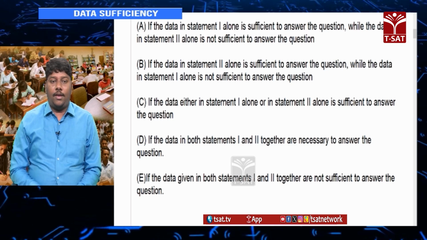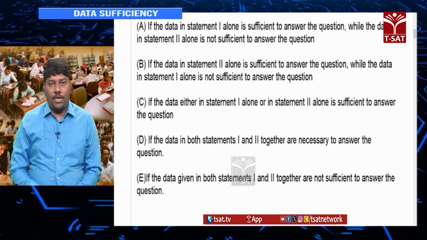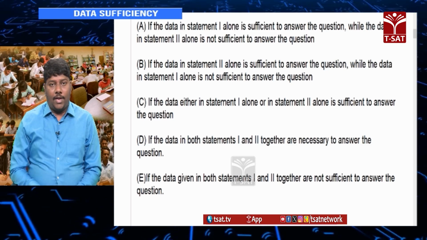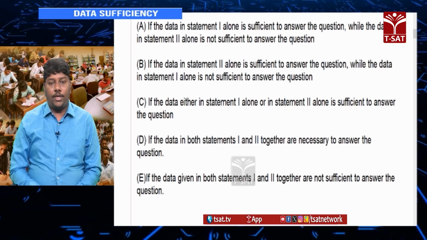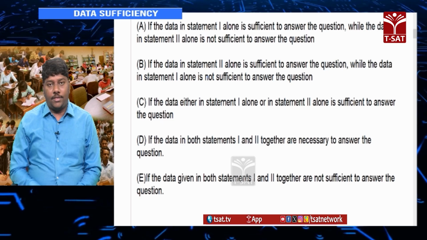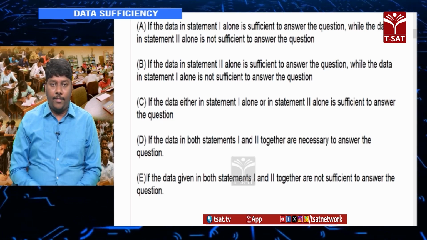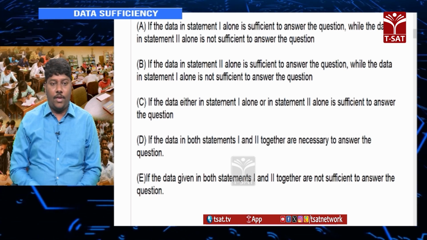Now option D, if the data in both the statements 1 and 2 together are necessary, you can't solve by using 1, you can't solve it by using 2. Your answer becomes option D if the data in both statement 1 and 2 together are necessary to answer the question, which means 1 is not sufficient, 2 is not sufficient, but when you combine them, now it is sufficient, then you can say the answer is D.